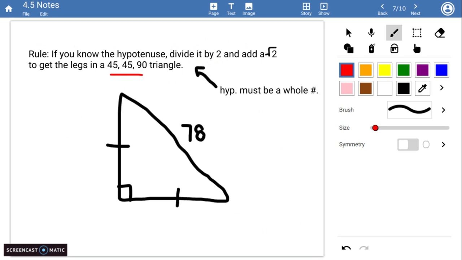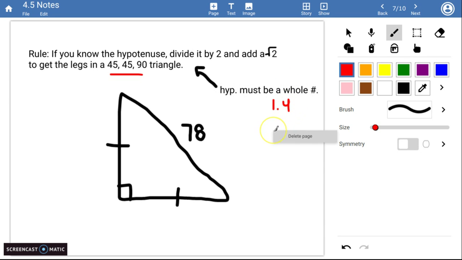If you know the hypotenuse, which is across from the right angle, in this case that would be the 78, you can divide it by 2 and add a root 2 to it. Not literally, but just stick it beside it, like it's times that. And then you get the legs of a 45, 90 degree triangle. But the hypotenuse must be a whole number for this to work. I mean, it could be a decimal number, like 1.4 or something.